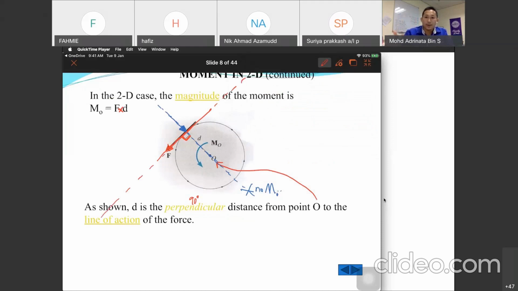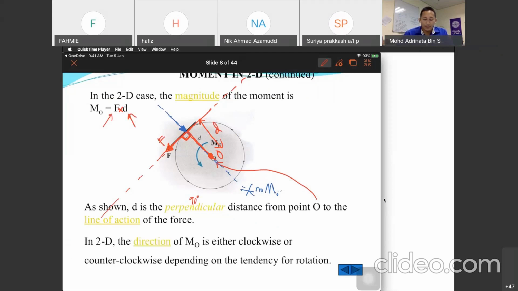It is on this line, not touching our point of action, and we have our point of action O with a perpendicular at 90 degrees. So this one is our D, and this one is our F. We have our F and we have our D. So there will be a moment.